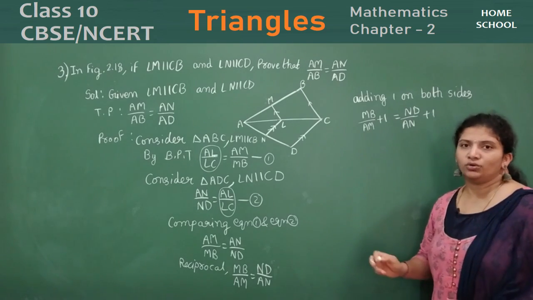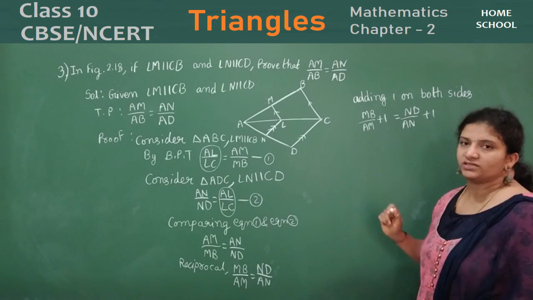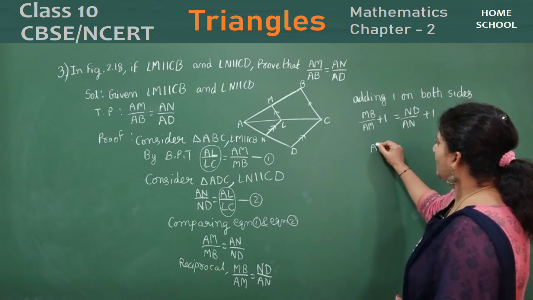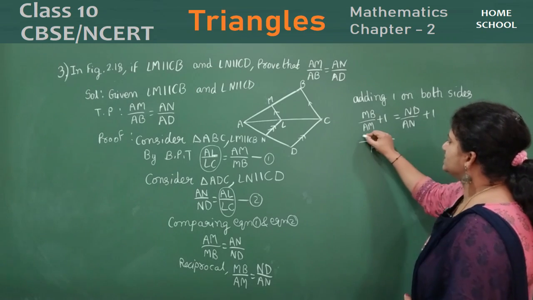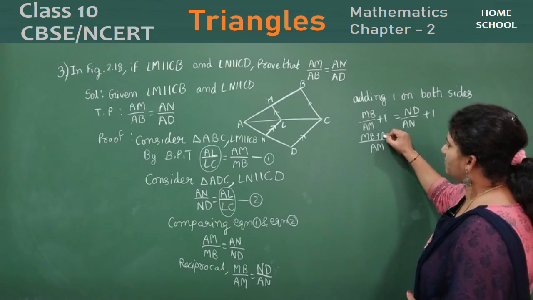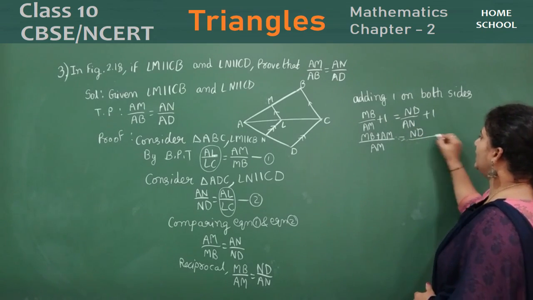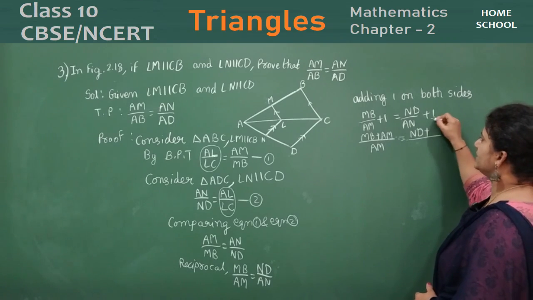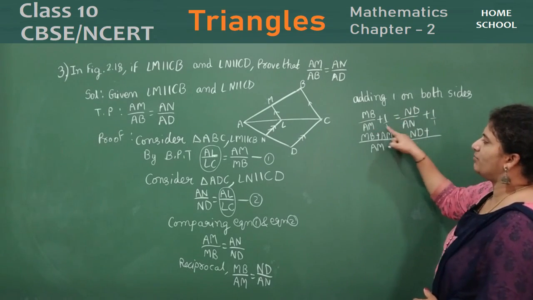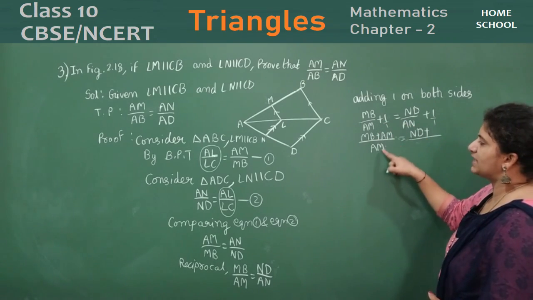Now what do we need to do here? We need to do the LCM. So AM and 1, what is your LCM? AM. This will be MB plus multiply AM here, is equal to ND plus, see, this is the denominator, nothing there. AM and 1 LCM is AM. So you need to multiply MB plus AM by AM.